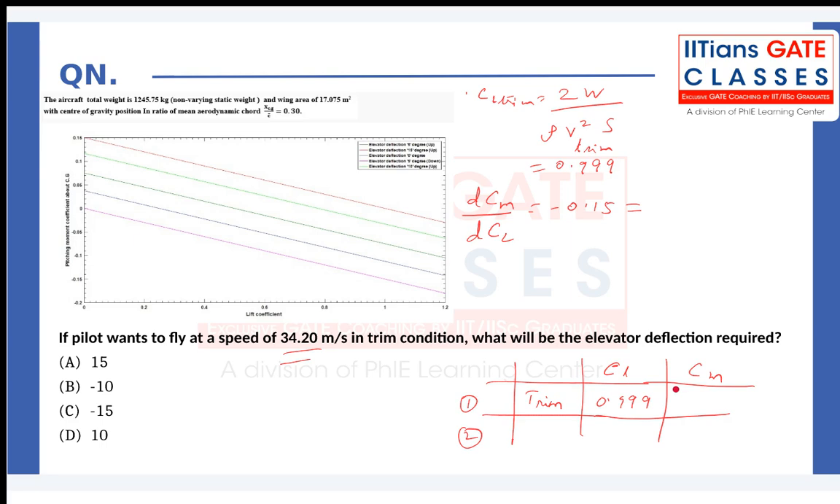And at CM naught, what will be the value of CL? When the graph is at CM naught, what will be the value of CL? Correct, zero. So now use these 2 points and find out, wait, the only unknown is CM naught. You have the slope, the only unknown is CM naught. Find out CM naught. What is CM naught?